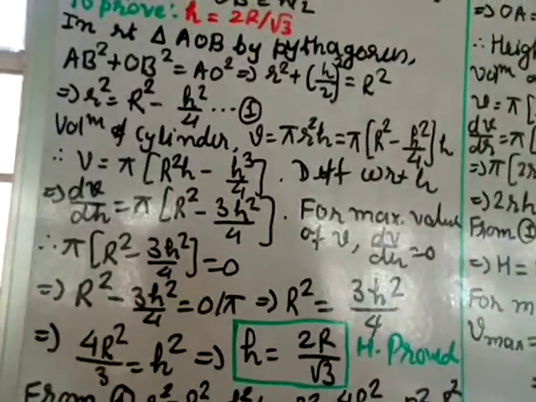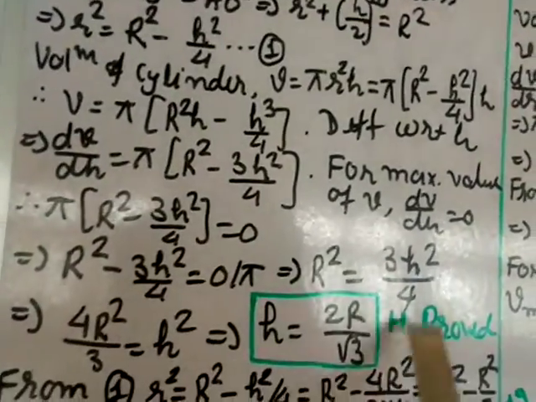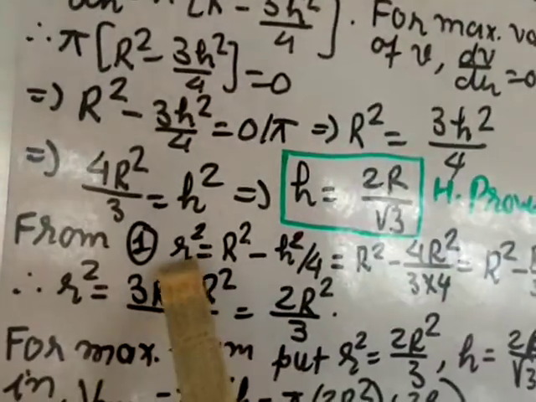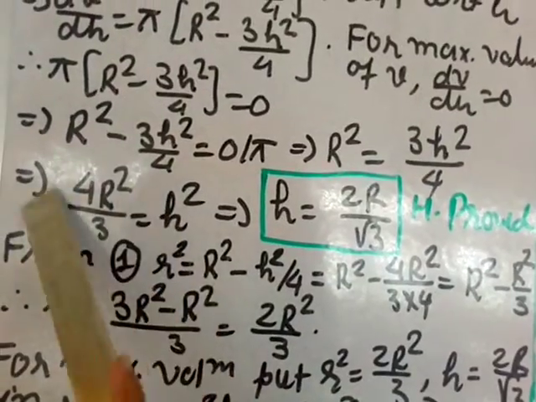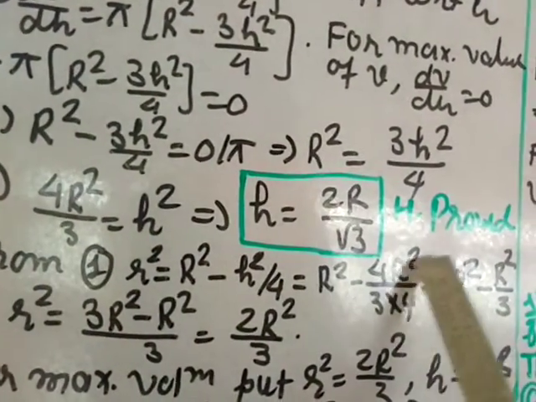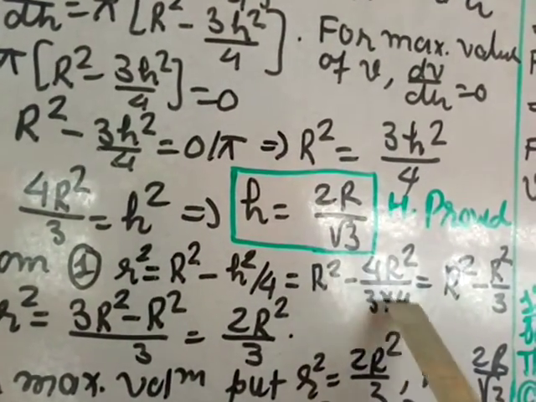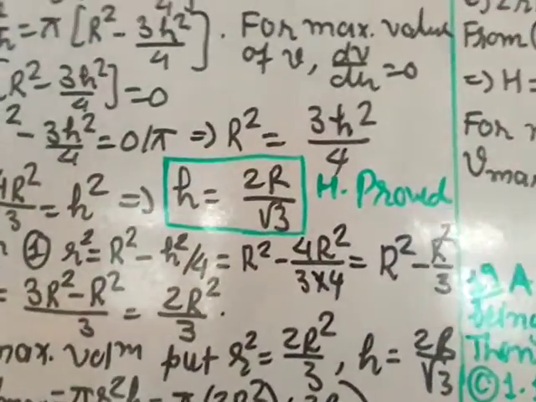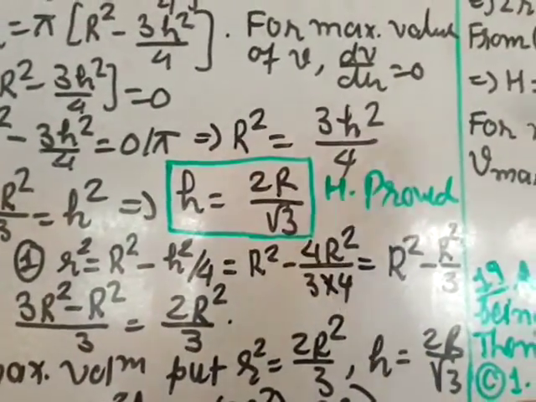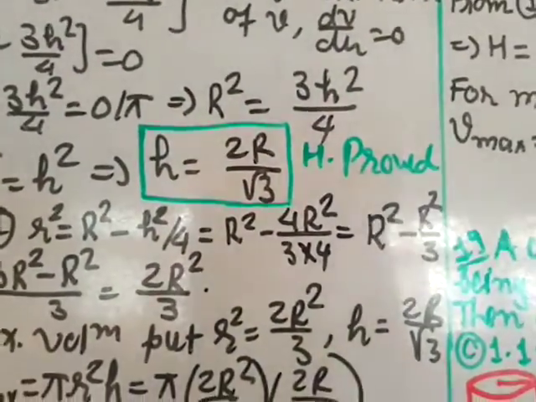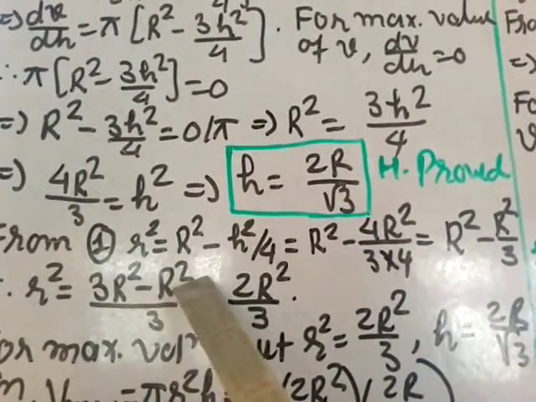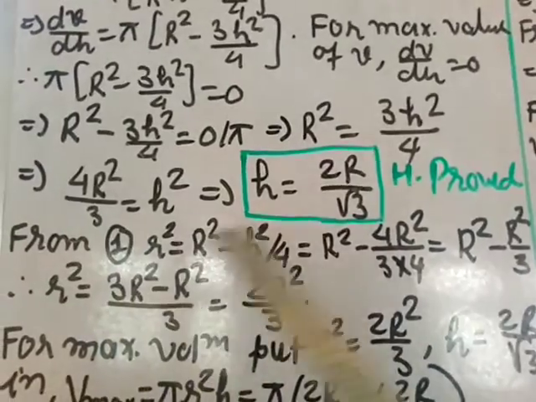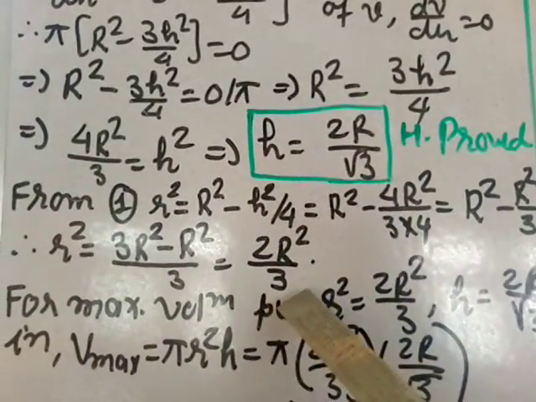For this, first I will find the value of r. So put this value of h in equation 1. I write the equation r square equal to capital R square minus h square by 4. h square value is 4R square by 3. So 4R square by 3, and this 4 is here. This 4 cuts. So what remains is R square, and here R square by 3. Take the LCM. So 3R square minus R square by 3 equals 3 minus 1, 2R square divided by 3.